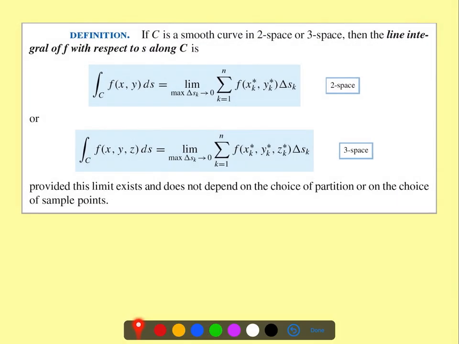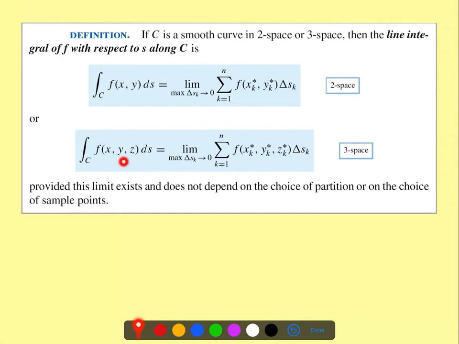So this is saying what I was mentioning before, where this is the height of your rectangle, this is the thickness, and you're summing over those to get the area that we want. But we want to let the delta s get small and the number of pieces get large to better and better approximate that area. And in the end, that is what this line integral represents.